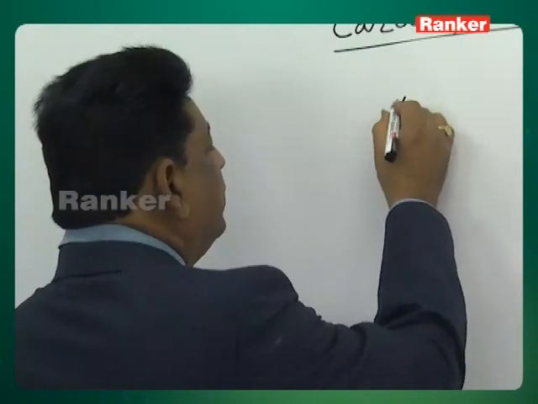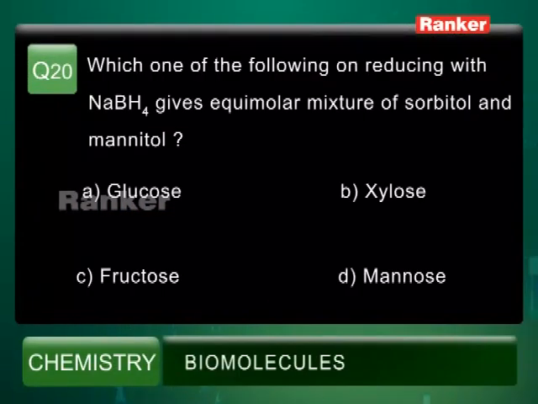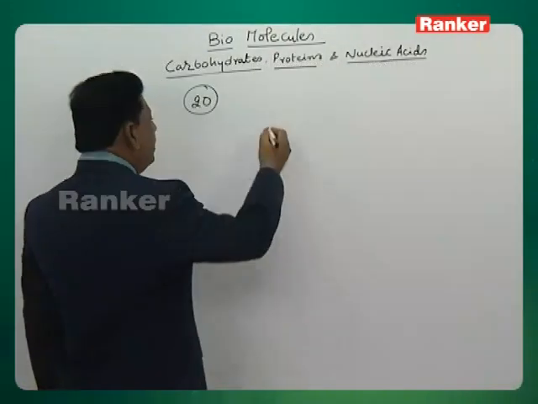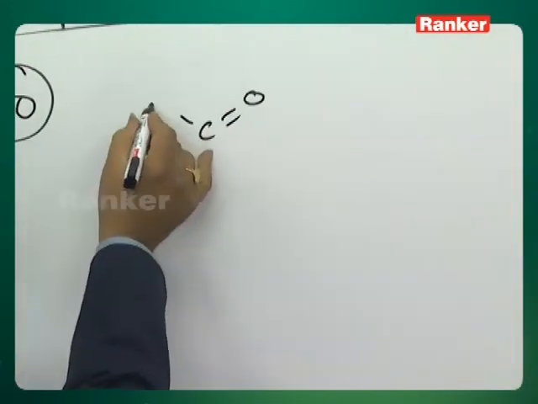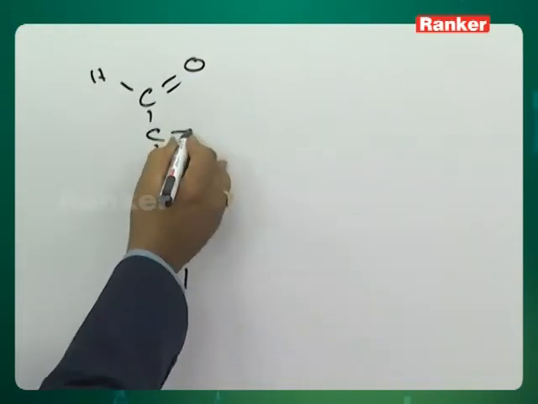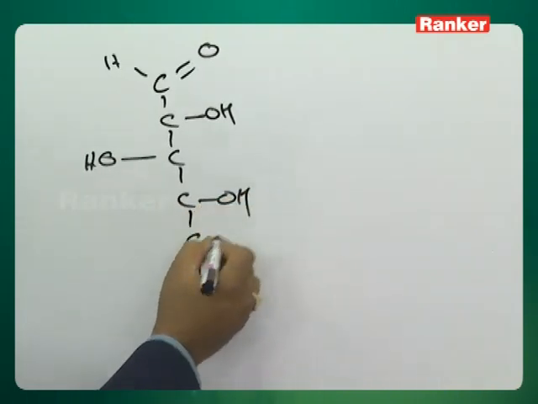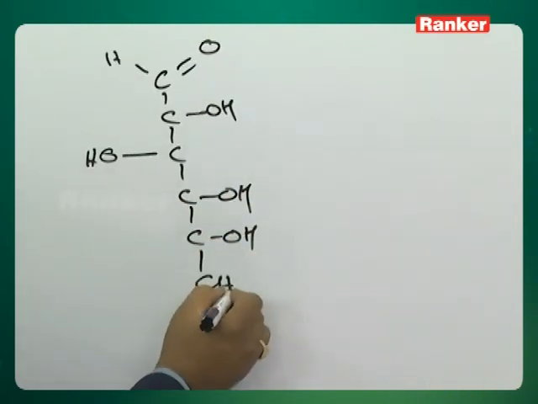Let us see question number 20. Which of the following on reducing with sodium borohydride gives an equimolar mixture of sorbitol and mannitol? The glucose will have an aldehyde function at the first carbon. The rest are already reduced forms: the second, third, fourth, fifth, and the sixth carbons.